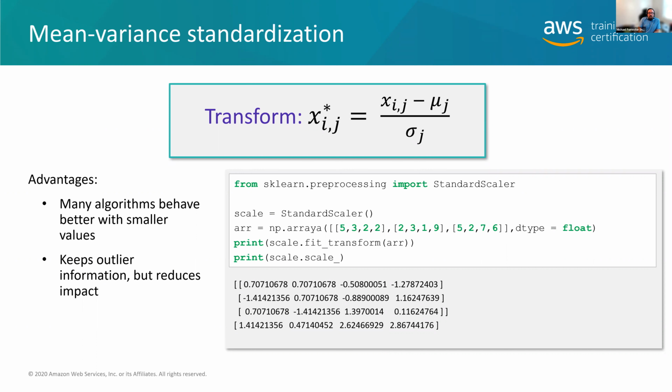Anyway, this is probably considered at least the most widely used scaler, using the mean and the variance. It definitely keeps the outlier information. Let's say you have values from 325,000 to 1.7 million. It's going to keep the outlier information, but it's going to reduce the impact of the outlier. So after scaling, by the way, the feature is going to have a mean of 0 and a standard deviation of 1. And so you just use standard scaler for that.